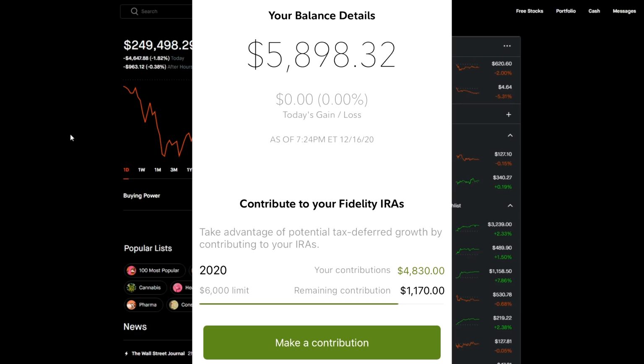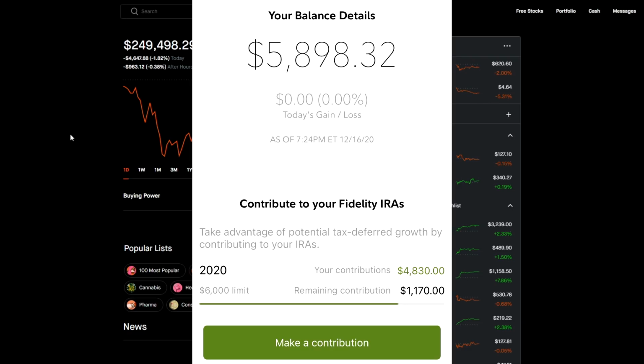And with that contribution of $4,830, I currently have a balance in this Roth IRA of $5,898.32. So it's technically almost near that maxed out contribution number, but I've only put in around $4,800. So I've already made around a nice $1,100 profit on this.